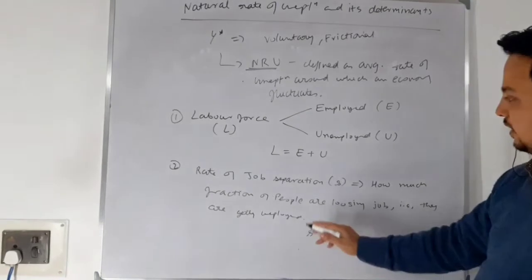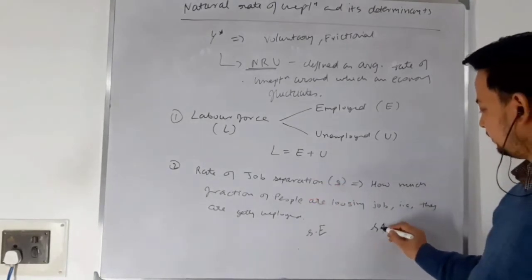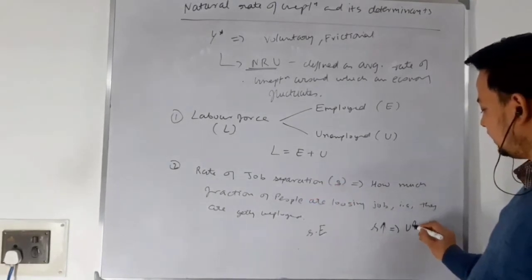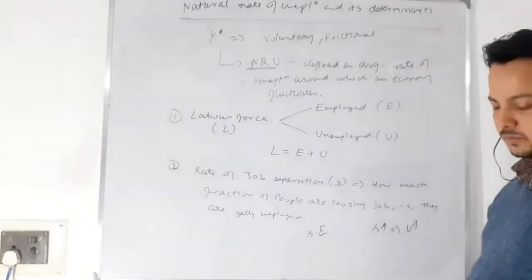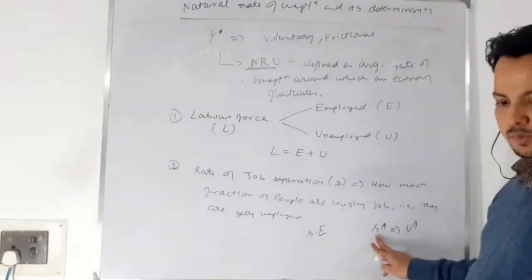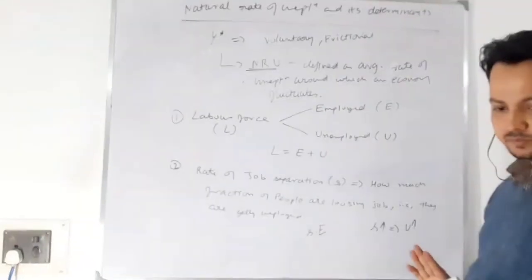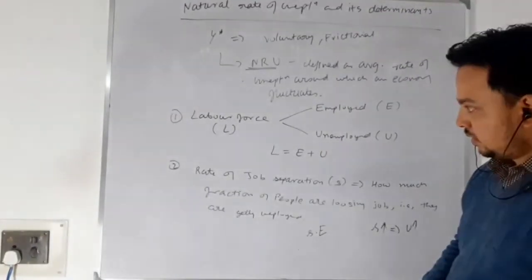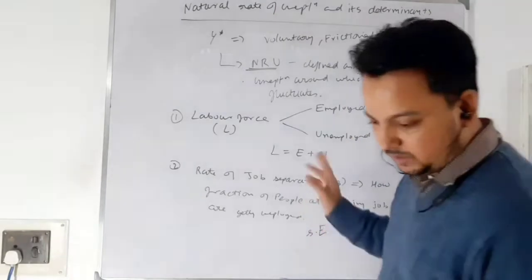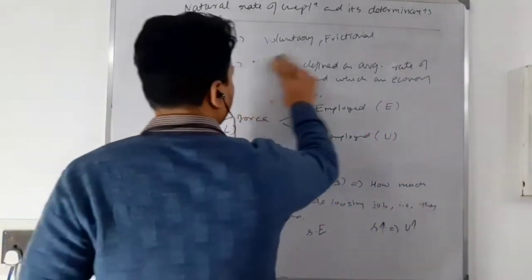So the higher the rate of job separation, the higher will be the unemployment rate. If this is higher, people are losing jobs faster in the economy, and the unemployment rate will be higher. Okay, let's define one more thing. Let me write this one.